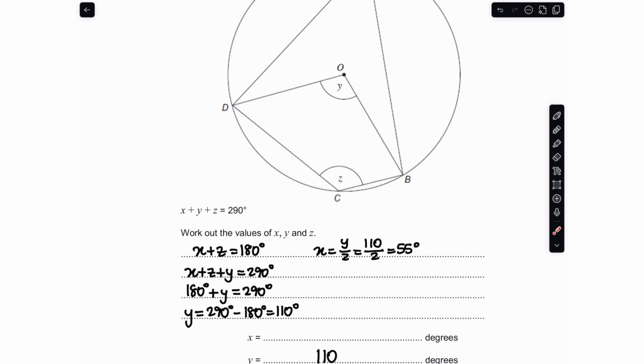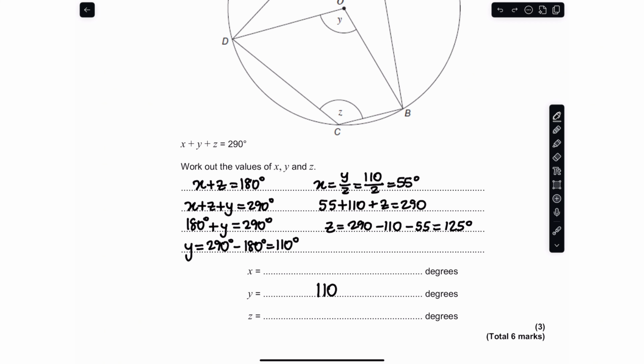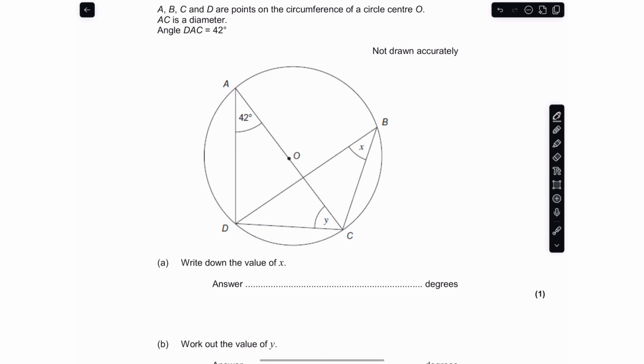To obtain the value of angle Z, I can substitute X and Y into our given equation and rearrange to make Z the subject. So we know X, which is 55, plus Y, which is 110, plus Z equals 290. So Z equals 290 minus 110 minus 55. And if you put all of that into your calculator, it gives you a value of 125 degrees. So we know the value of angle X is just going to be 55 degrees and angle Z is going to be 125 degrees.